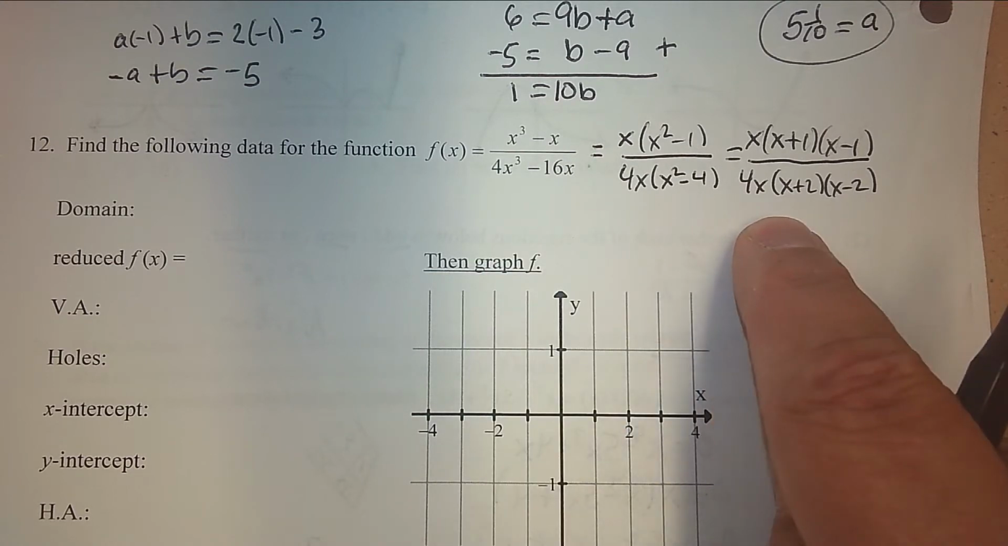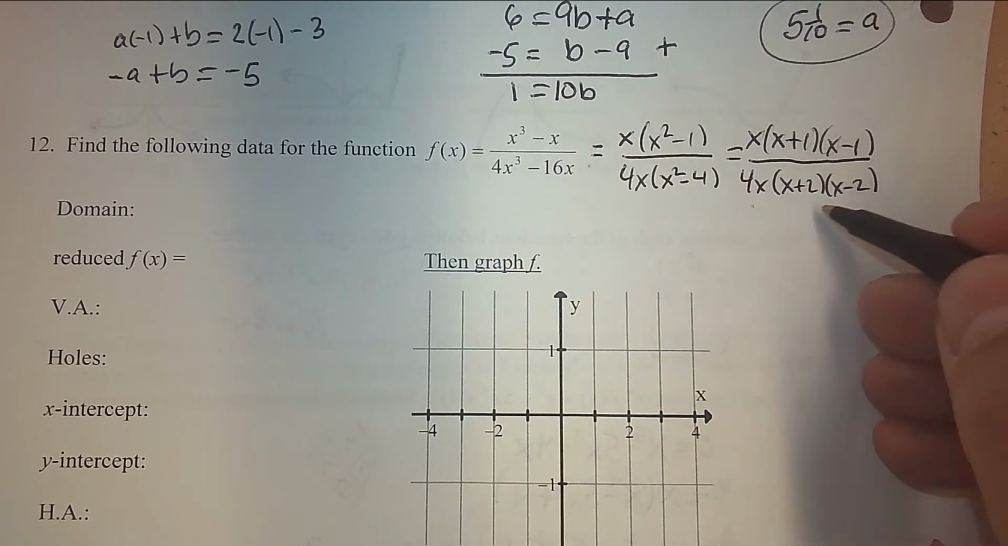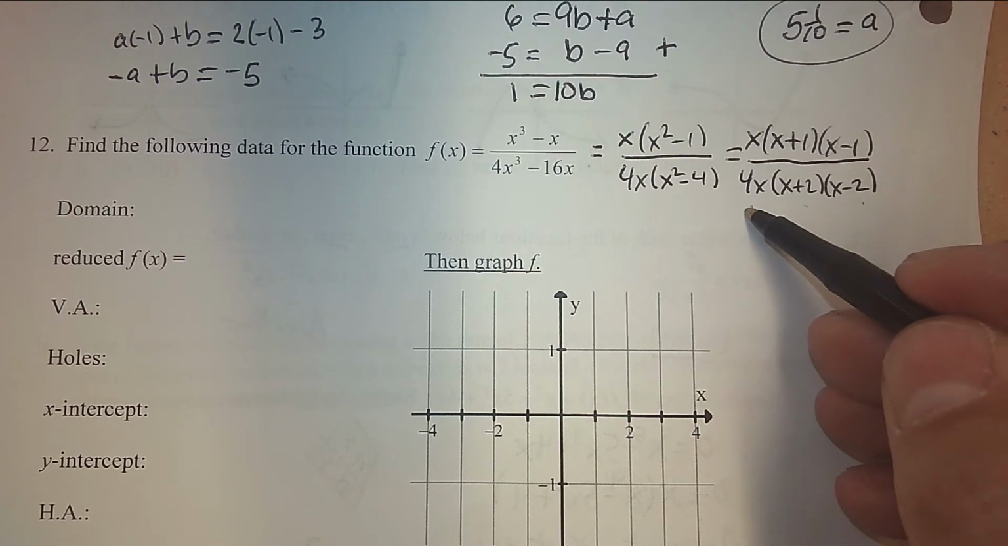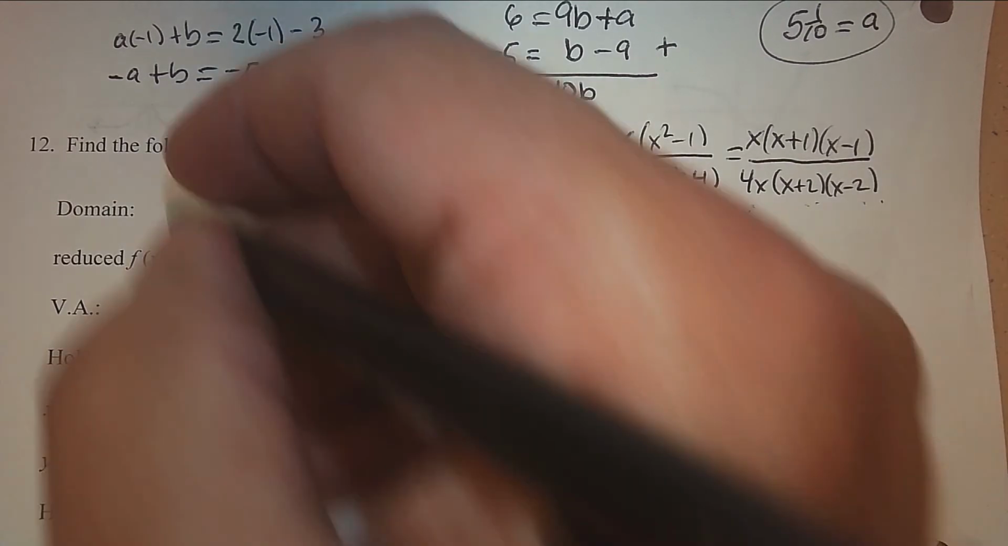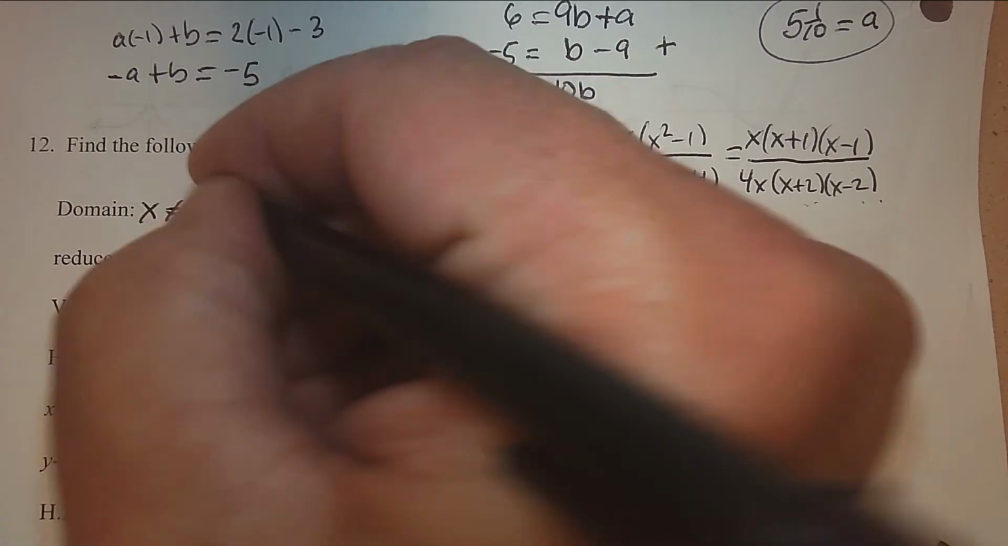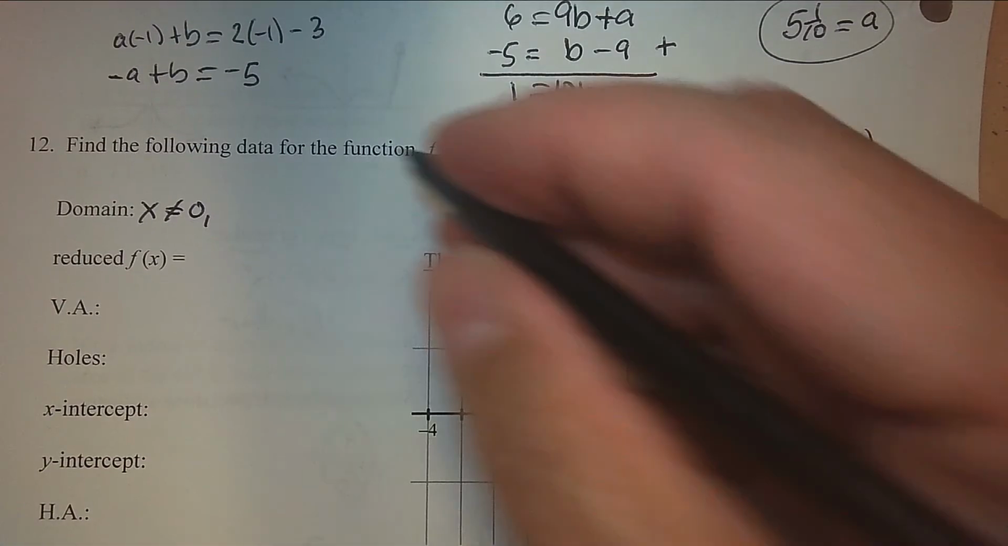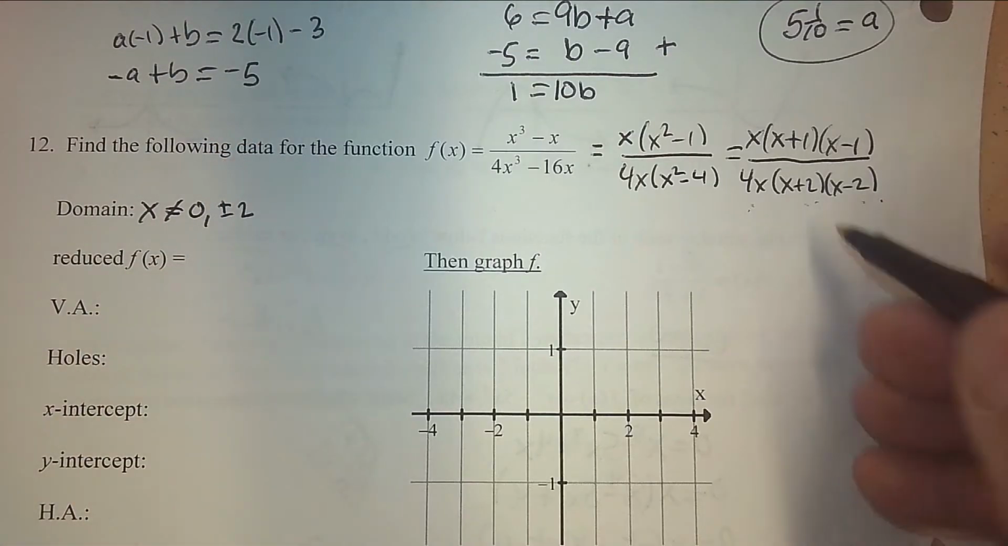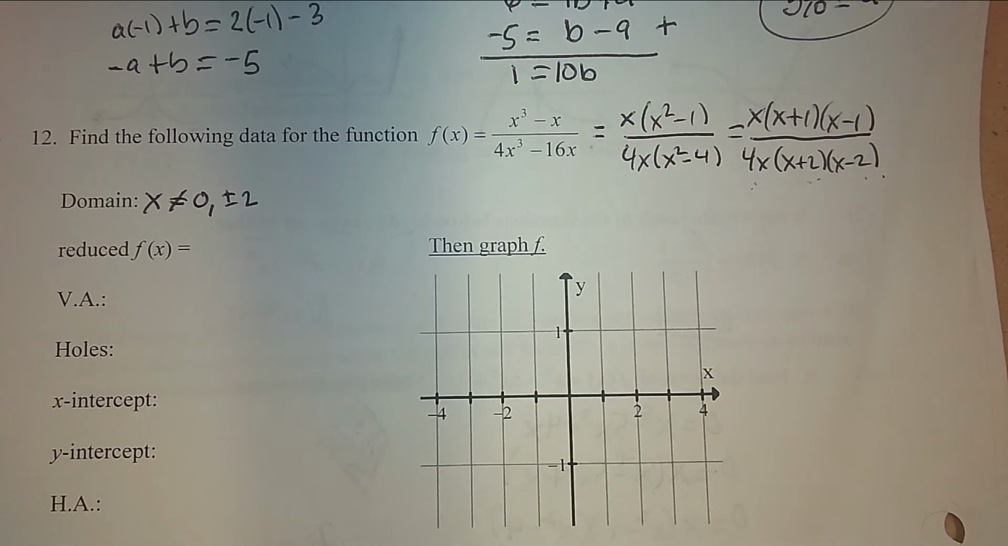So what's the domain? Where does it come from? The denominator. So what are the values of the denominator that make it 0? So x can't be 0. It also cannot be positive or negative 2. All the numbers work other than that.